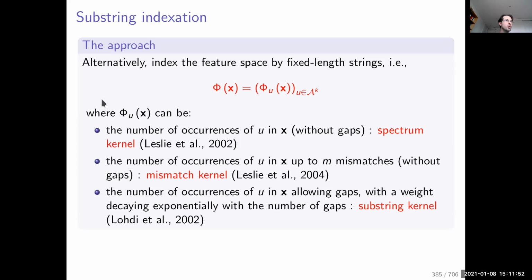So let us be more precise indeed. What can be phi u of x? The simplest thing we can imagine is that phi u of x can be the number of occurrences of u in the sequence x. So basically, if in your sequence u appears 3 times, phi u of x is equal to 3. And it yields a kernel which is called a spectrum kernel.